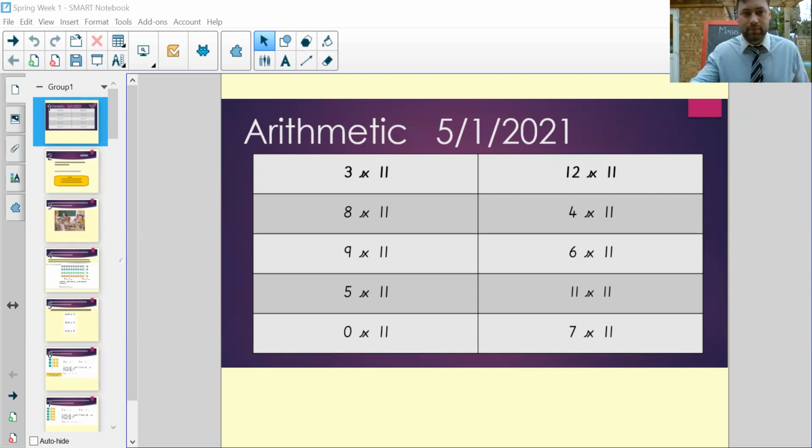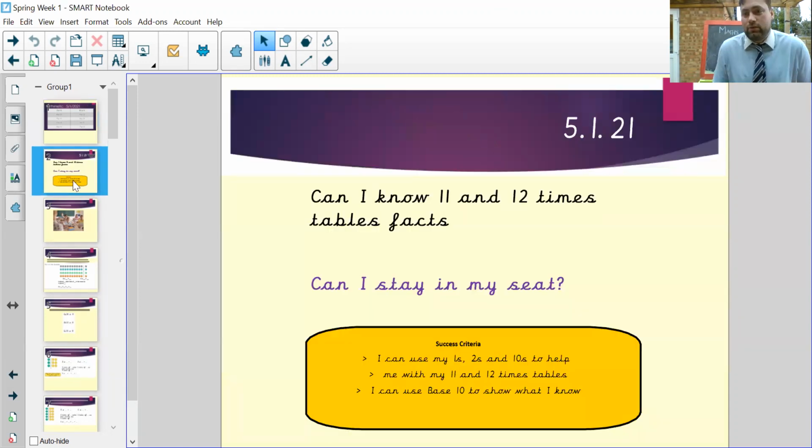Okay, so for today, what we're going to be doing is your 11 and 12 times table facts. Now, our 11 times table and 12 times table, we think may be a little bit trickier to do because of the numbers being higher, 11 and 12. But there are some facts that are going to help us out with that today. To be able to use that, if you look at the bottom here, it says, can you use your 1s, 2s, and 10s times table knowledge to help you out with your 11 and 12 times tables?